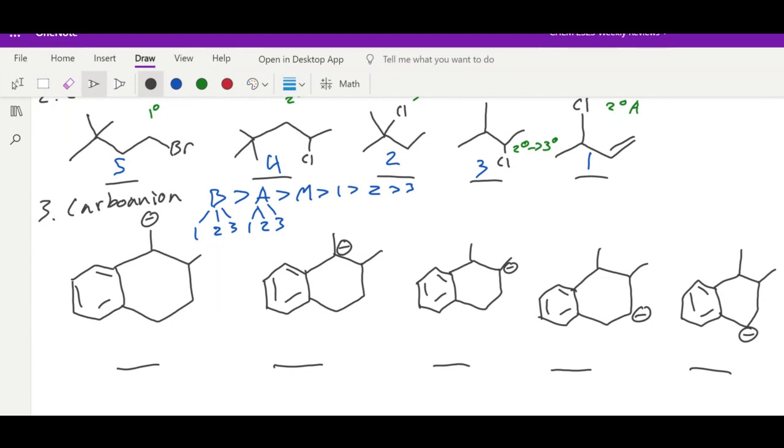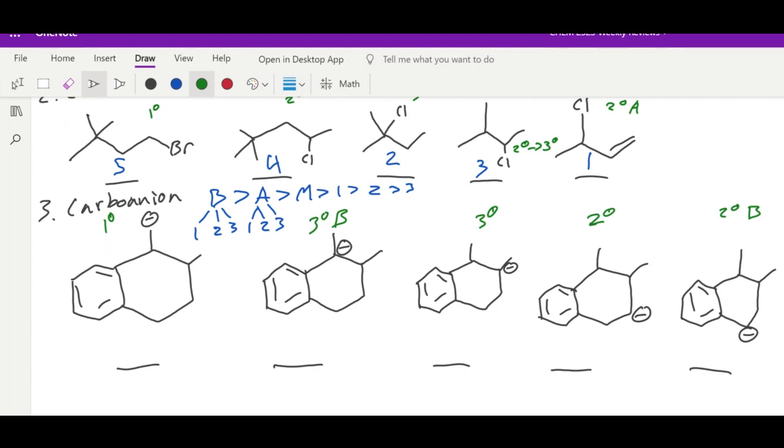Alrighty. So I have carbanions, which have a negative charge. I have my trend ready. Now what I gotta do is label these. So I have a primary, no resonance, tertiary, benzylic, tertiary, secondary, no resonance, secondary, benzylic.